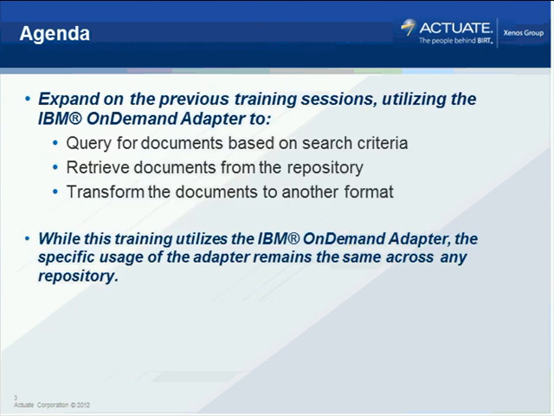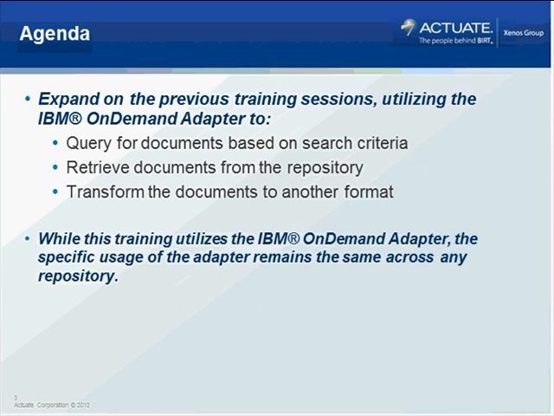I'm just going to flip over to the agenda slide here. Today we're going to be expanding on the previous training sessions and utilizing our repository services to hit what we loaded in last time. Now, we loaded into FileNet P8 last time, but unfortunately that server isn't up right now for us. There were some issues there. So we're going to be using on-demand, but the actual usage of the repository services is going to be the same. So we don't really need to worry about that.